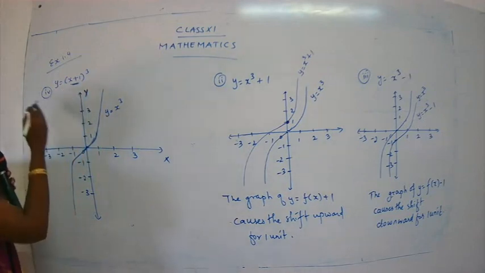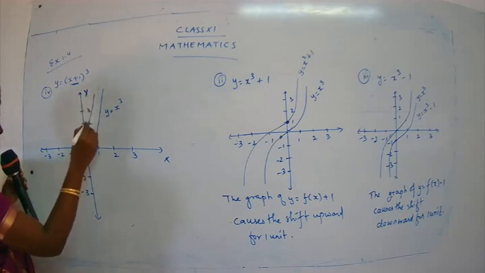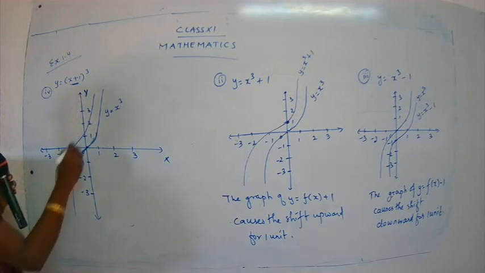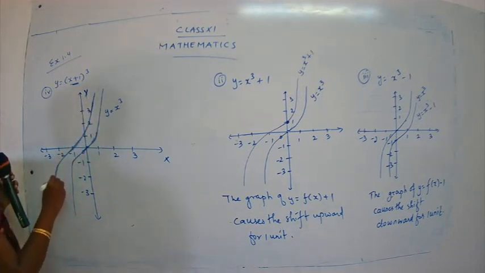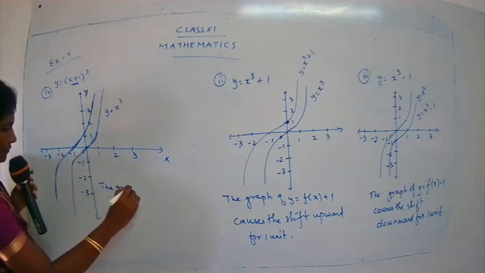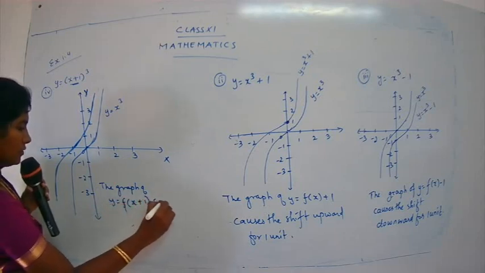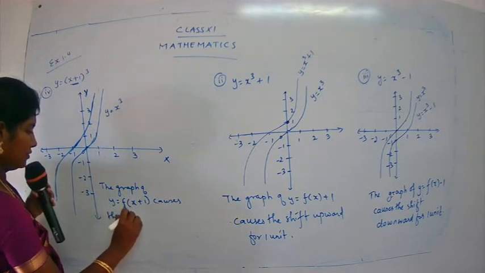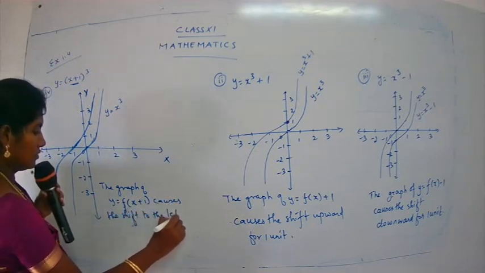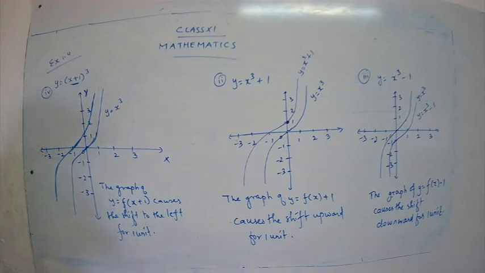Plus 1 means it is going to shift to the left side. So from here it's going to start, instead of minus 1, it's going to start here. So the graph of y is equal to f of x plus 1 causes the shift to the left for 1 unit.